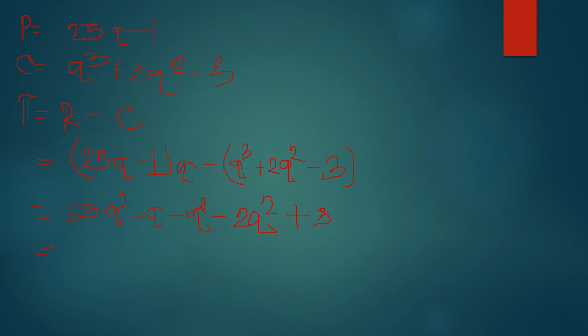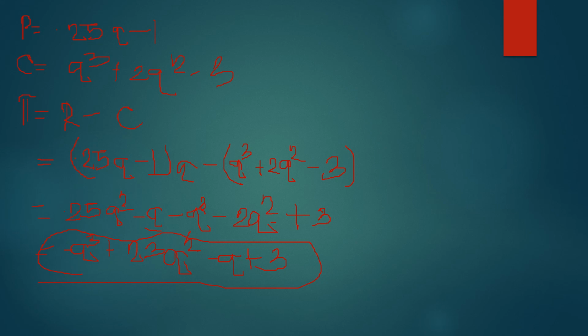This, we know that we will do the descending order. So negative q cube. Okay. We have here the squared and the squared. So 25 minus 2, that will give you plus 23q squared. Okay, we have here the q, it is alone, so just copy as it is, minus q. Then plus 3. So we have our profit function already.